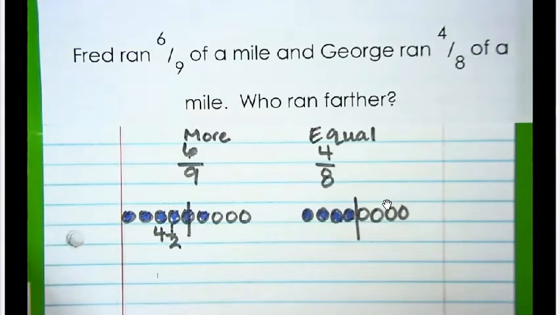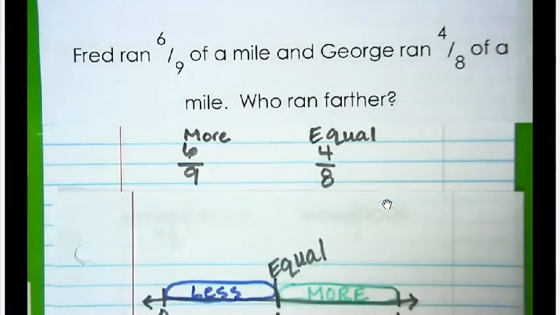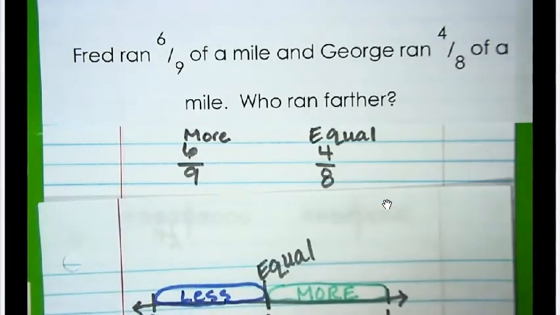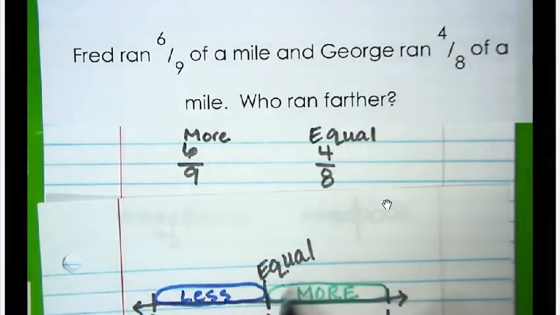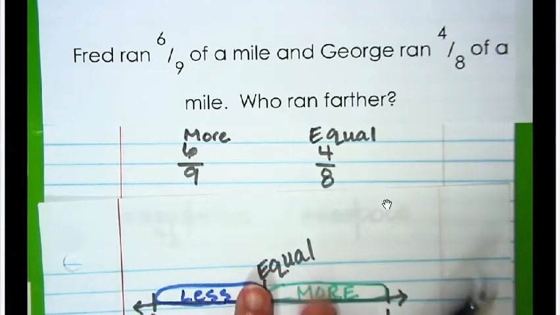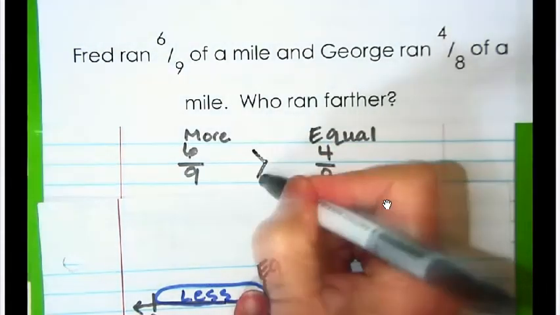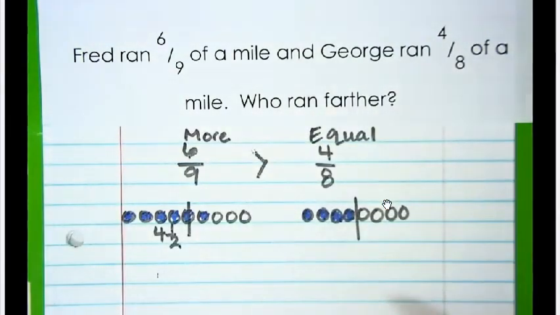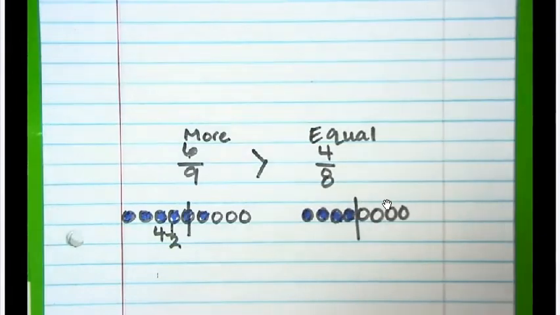And if we look at our number line again, I'm going to scroll up just a little bit, and we can see that 6/9 is more, so it's going to fall in this more category over here, and 4/8 is equal. Well, because it's in the more category, it's beyond, it's closer to 1, so it is the greater fraction. So 6/9 is greater than 4/8, which means Fred ran more than George. Let's go ahead and look at another question.